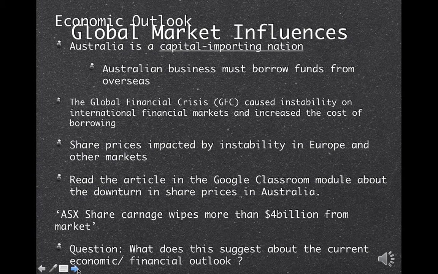So banks around the world started to not supply money. The article in the Google Classroom talks about the current economic outlook, whether share prices are going up or going down, whether there is confidence in the economy. It's really important for the economy to have confidence, to be in an upswing or a peak. Once that happens, lots of people have employment, businesses feel confident to borrow money, and banks feel confident that businesses can repay that debt through interest payments. Have a read of the article, which is entitled ASX Share Market Carnage Wipes More Than $4 billion from the Market, and ask yourself, what does this suggest about the current economic and financial outlook?